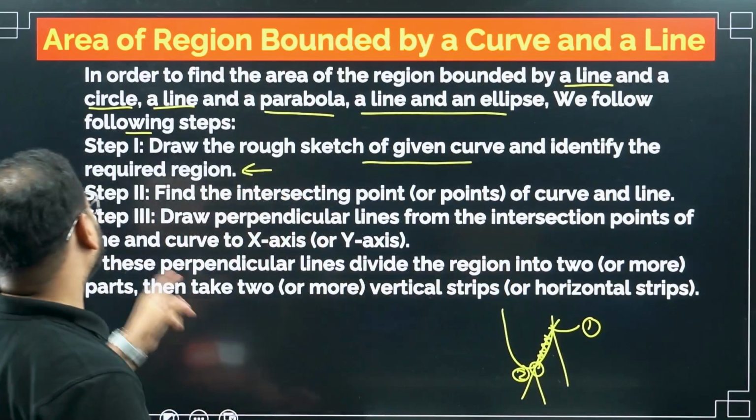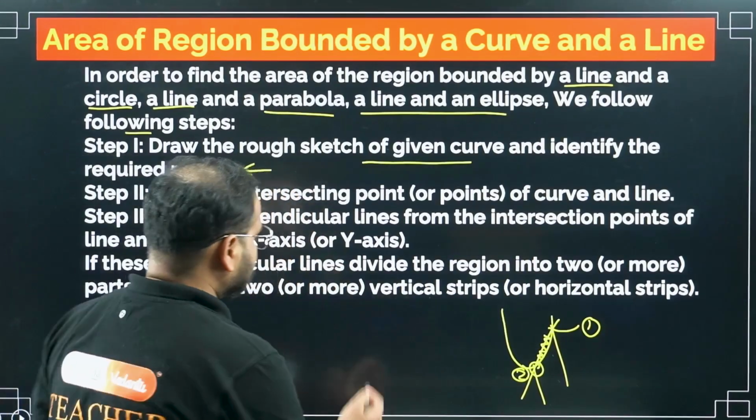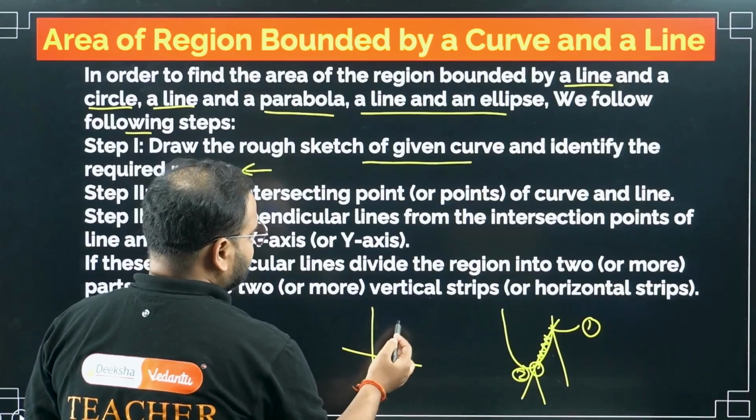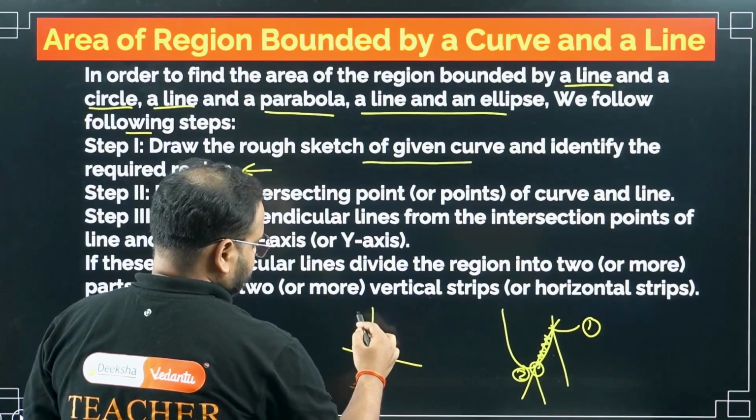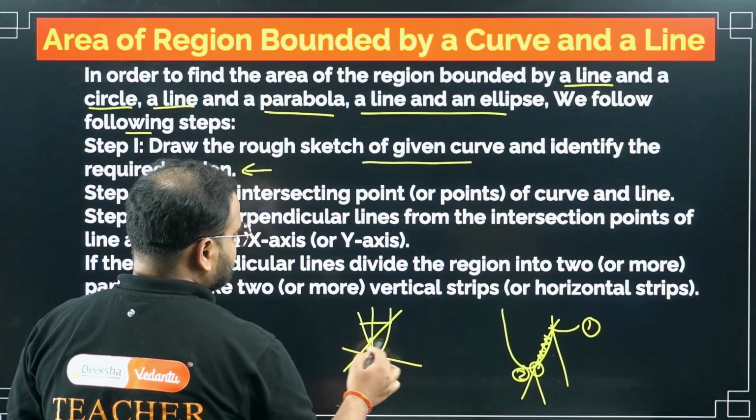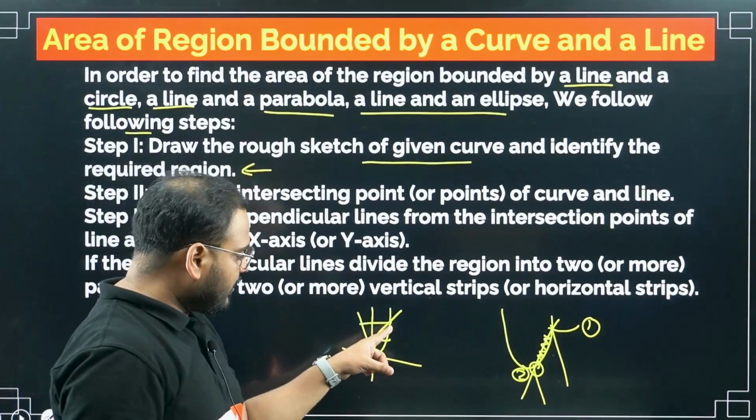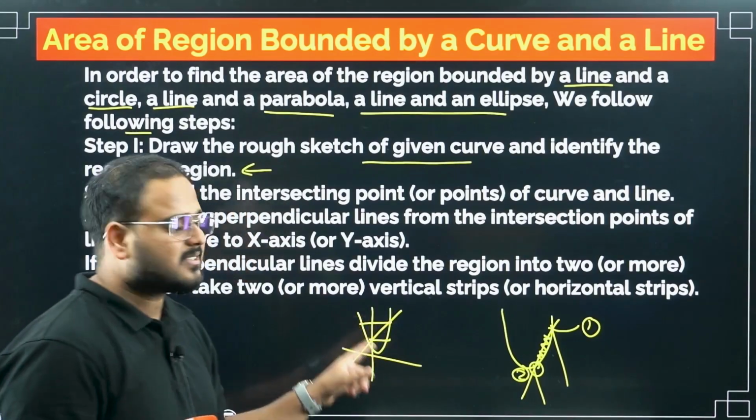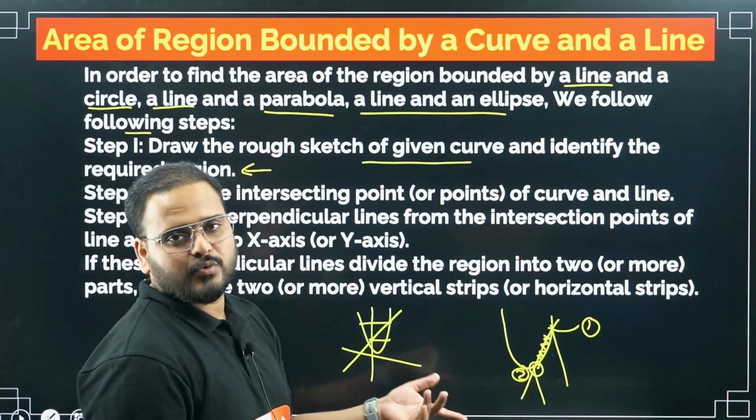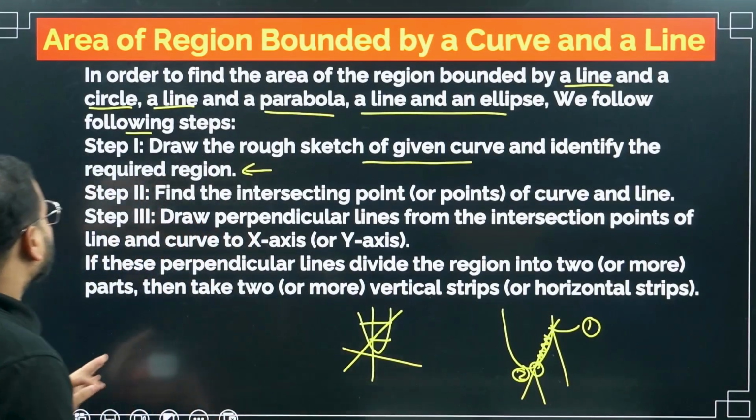Draw perpendiculars from the intersecting points of the line and curve to the x-axis or y-axis. If the function is defined like this, then I might want to use y limits. Then I'll draw the line from the point of intersection to the y-axis. In this case I've drawn to the x-axis. X-axis or y-axis, my choice. I can draw based upon the question which is given to us, not a problem.